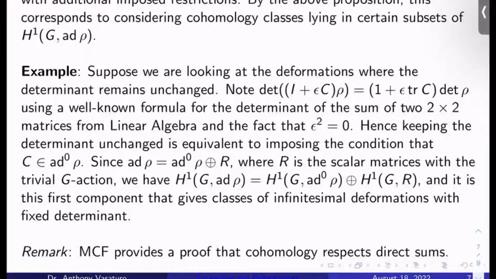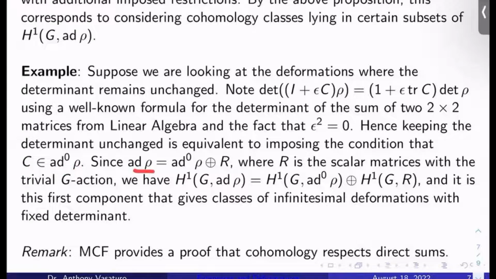Okay, well, if I'm considering deformations where the determinant remains unchanged, this is then equivalent to imposing the condition on my deformation that C is in ad 0 rho, right? When will these two guys be the same? If and only if trace of C is 0, right? So the determinant being unchanged by infinitesimal deformation is the same as requiring that C is a trace 0 matrix.